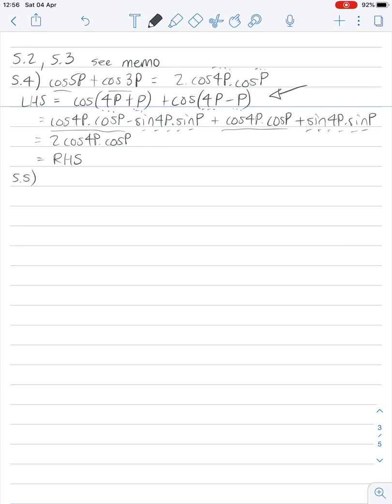5.5, I'm going to go through it with you as well. It's asking you to prove the following, that cos 70 plus cos 50 is equal to cos 10. Okay, similar thing to 5.4, except here you've got numbers, you don't have letters, so left-hand side is equal to, what are you going to make cos 70? It's going to say cos 60 plus 10, and you're going to make this guy cos 60 minus 10. Okay, so you should be getting in the habit of doing that.